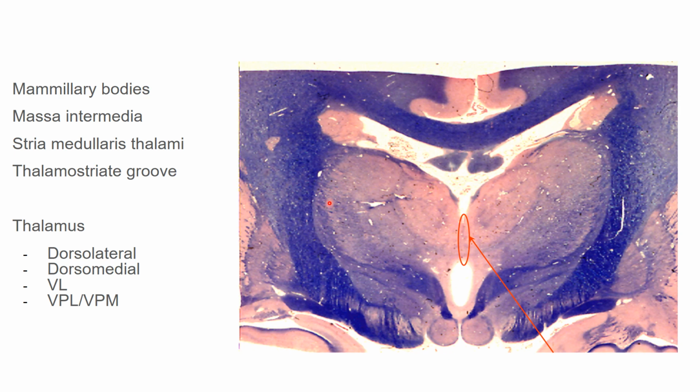And then coming out more laterally, you're going to have some of your lateral division nuclei. Up here, I'll explain why later, this is going to be your VL nucleus. And then down here is going to be your VPL and VPM. They're indistinguishable at this point.